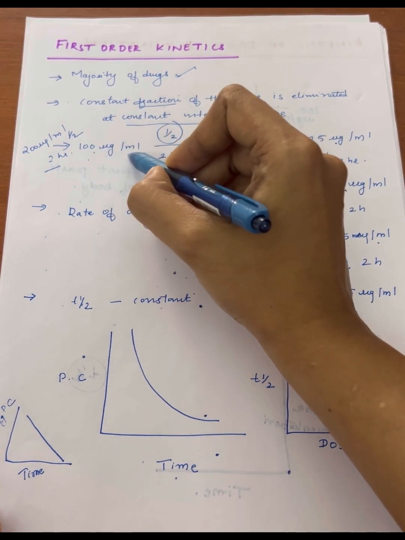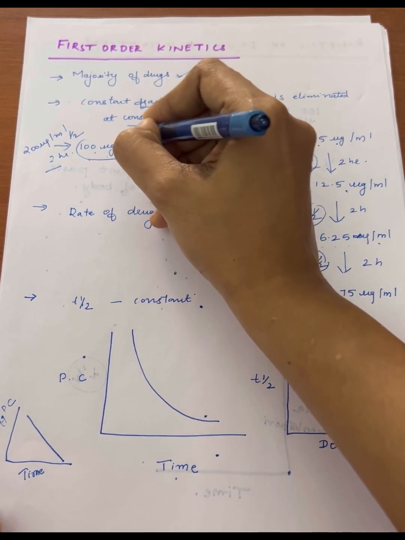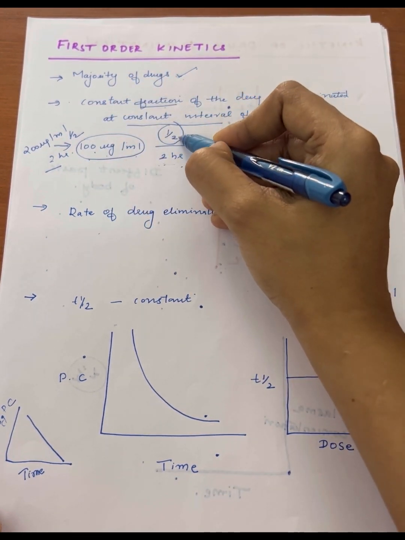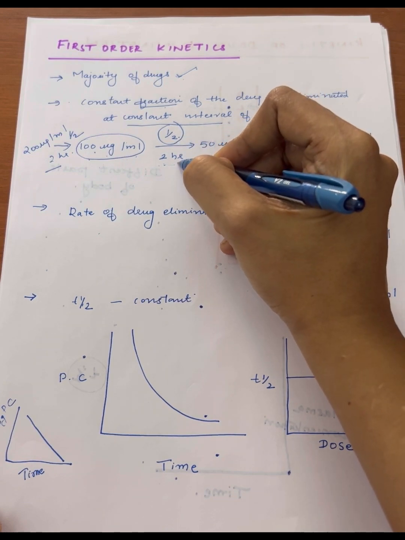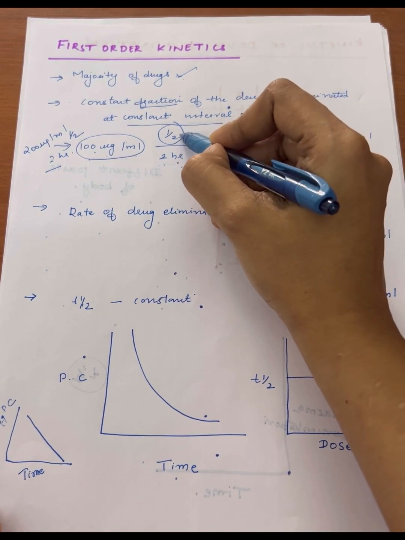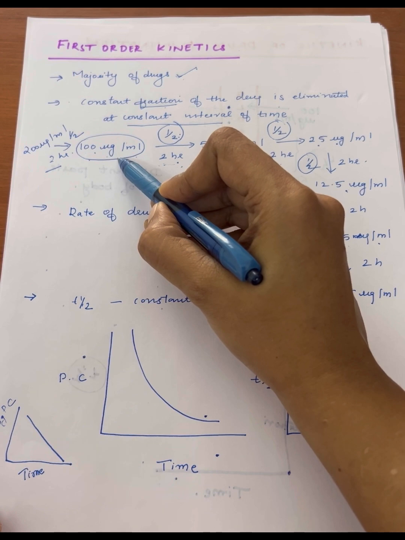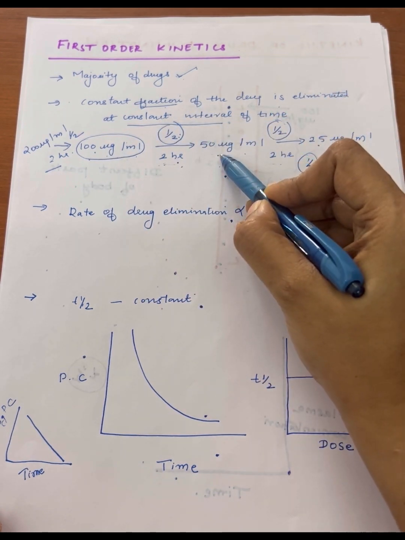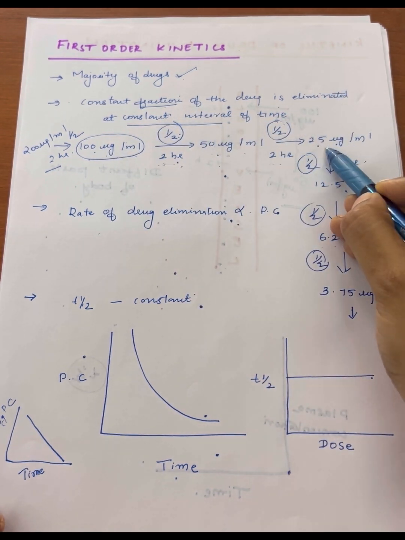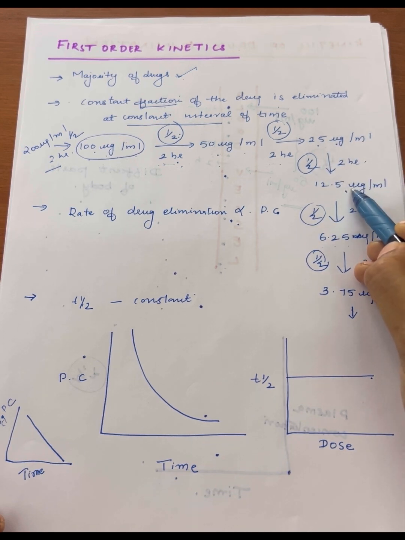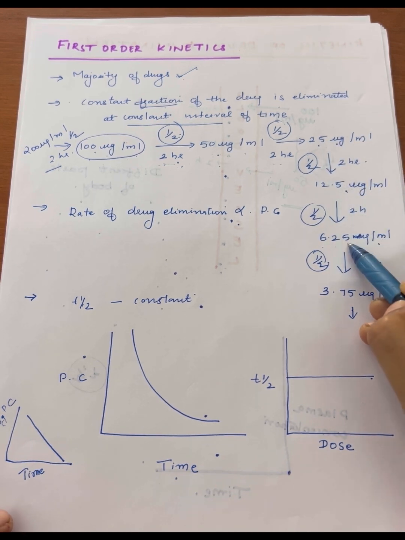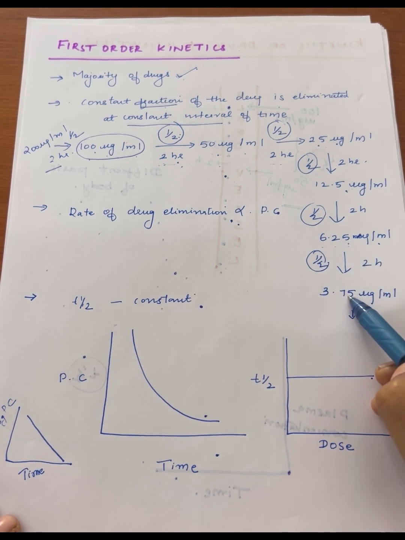So 100 microgram is the plasma concentration of the drug, and a constant fraction of the drug is eliminated in a constant time. So 1 by 2 is the fraction. 100 microgram per ml is getting reduced to 50 microgram per ml. That is getting reduced to 25 microgram per ml. That is getting reduced to 12.5 microgram per ml. That is getting reduced to 6.25 microgram per ml, and then to 3.125 microgram per ml, and then it is almost eliminated from the body.